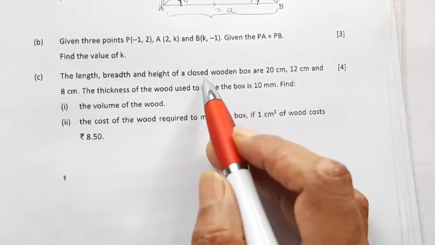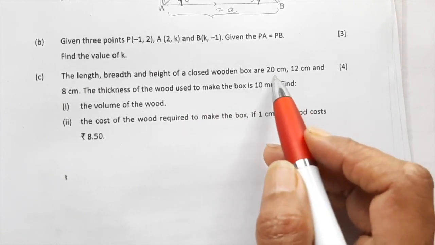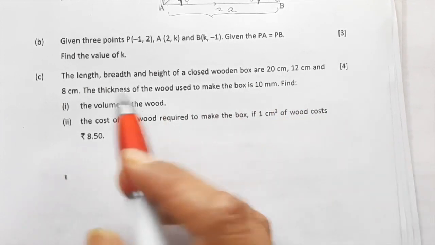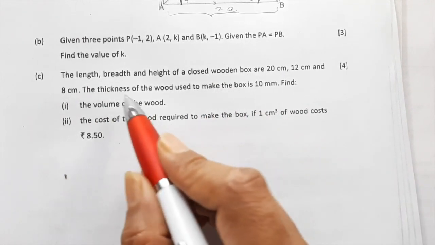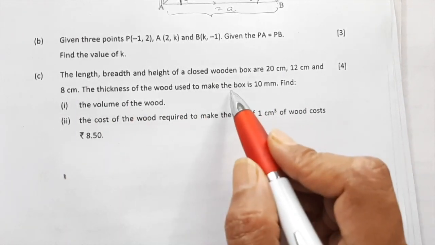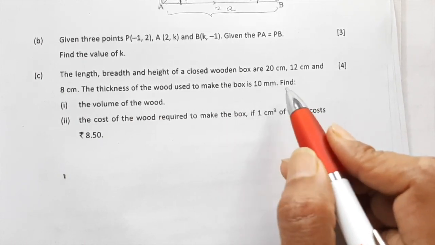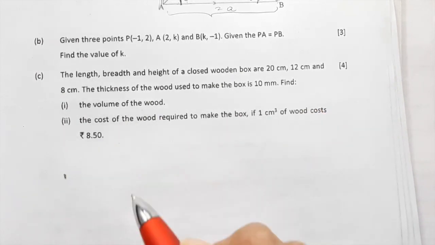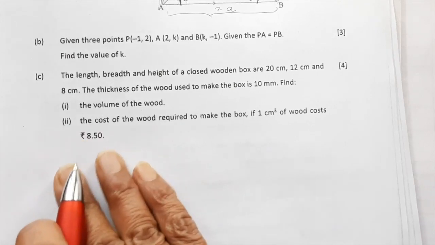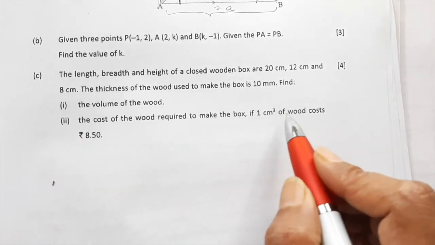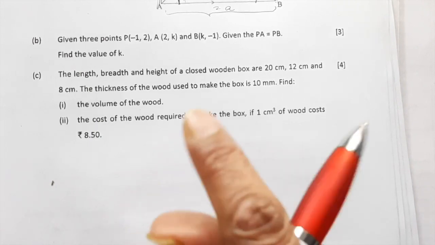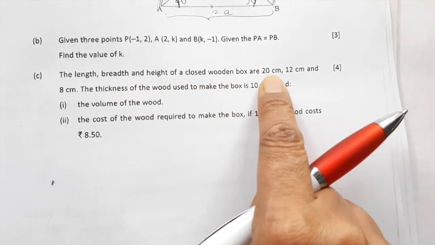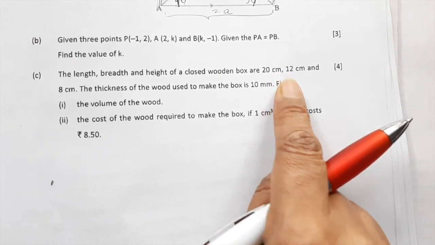The length, breadth, and height of a closed wooden box are 20 centimeter, 12 centimeter, and 8 centimeter. And it's a closed wooden box. The thickness of the wood used to make the box is 10 millimeter. Find the volume of the wood, and the cost of the wood required to make the box if 1 centimeter cube of wood costs 8.50.